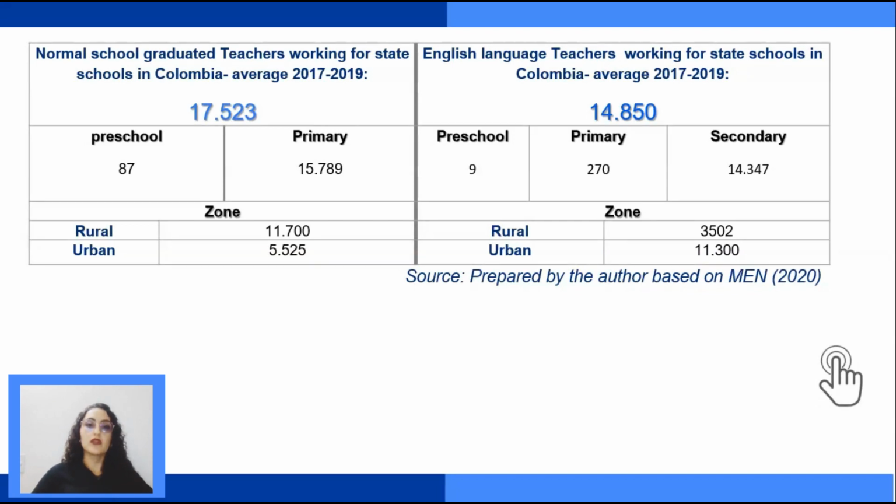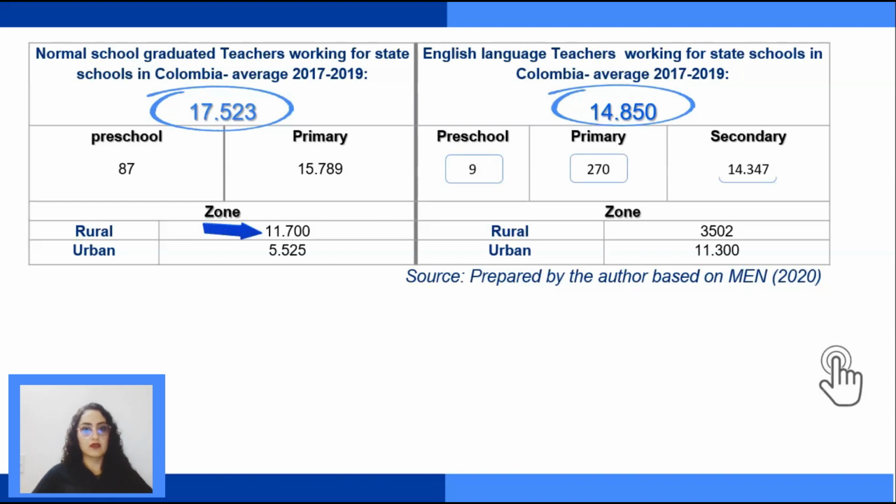Here you can see the amount of normal school graduate teachers working for state schools in Colombia. This is an average between 2017 and 2019. There were in total 17,523 teachers. 87 of them were working for preschool and the rest for primary, and more than 50% were enrolled in a rural institution. As you can see, there were more normal school graduate teachers working for state schools than English language teachers working for state schools. And if there is something that we have to consider, it is that those normal school graduate teachers must be able to teach English as they teach in primary and preschool.